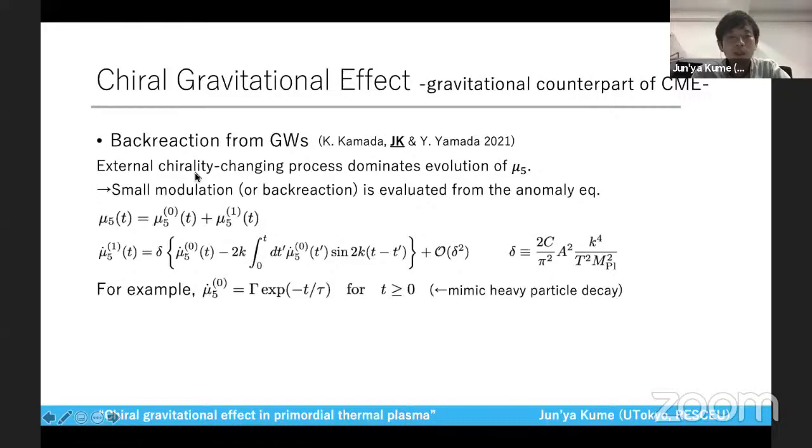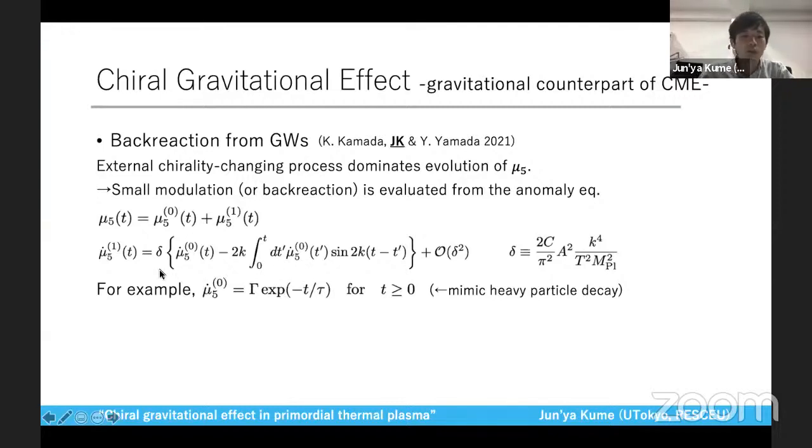Assuming the presence of some external chirality changing process which dominates the whole dynamics of the chiral chemical potential, that part corresponds to this mu5,0. And you can consider some small modulation due to the back reaction, like this. From the anomaly equation, you can obtain a kinetic equation for the small modulation. Due to the smallness of the back reaction, the memory of GWs, which memorize this dominant contribution, will not be spoiled.